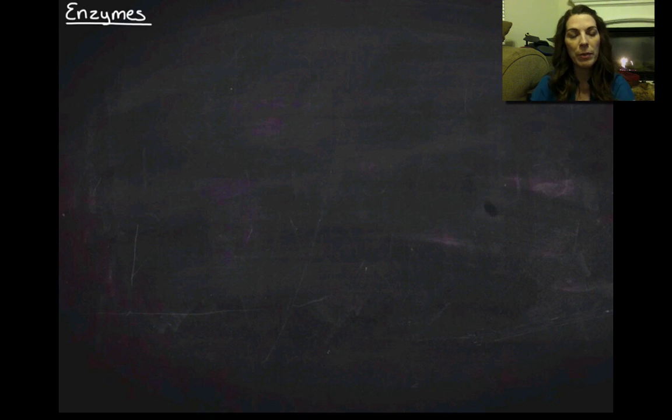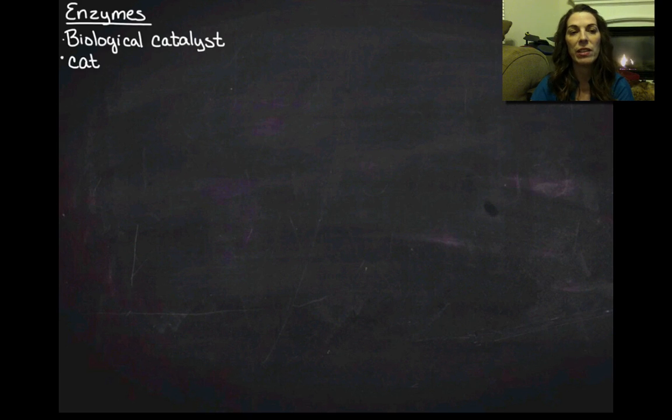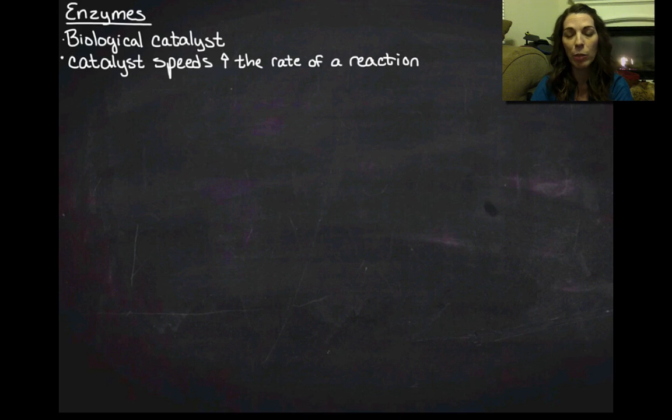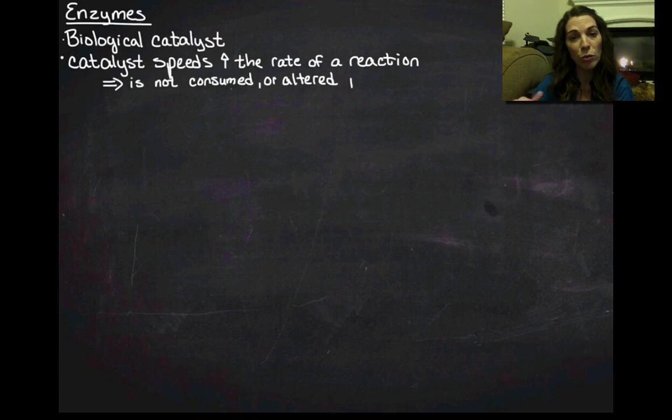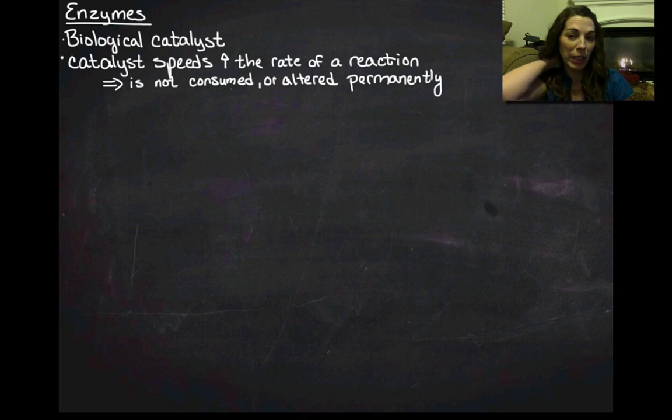So the first thing we need to talk about is what is an enzyme. An enzyme is a biological catalyst, which, if you don't know what a catalyst is, is just something that speeds up the rate of a chemical reaction. It's not actually a reactant in the reaction. It's just kind of a helper in the reaction. It's going to decrease the amount of energy required for the reaction to proceed. And so it's not going to be consumed or chemically altered permanently in the reaction.